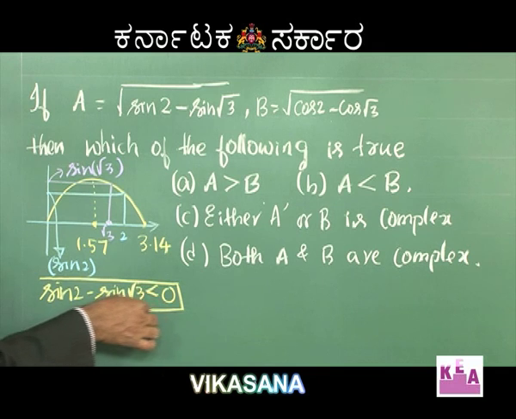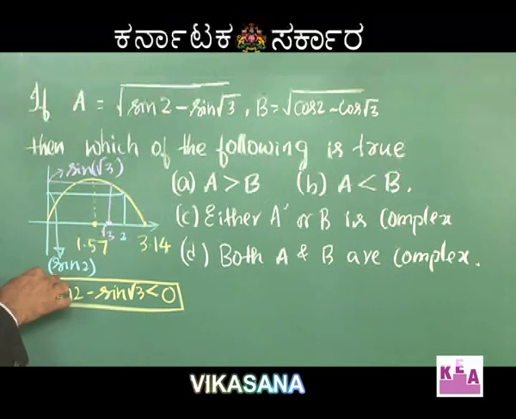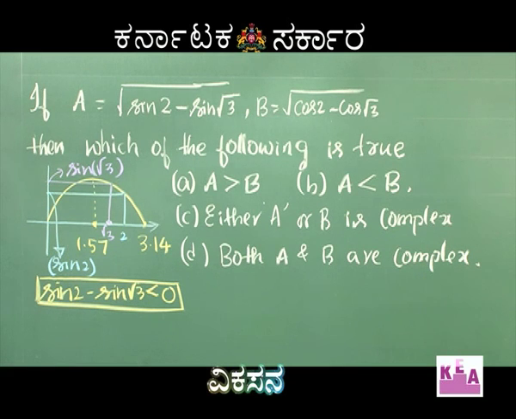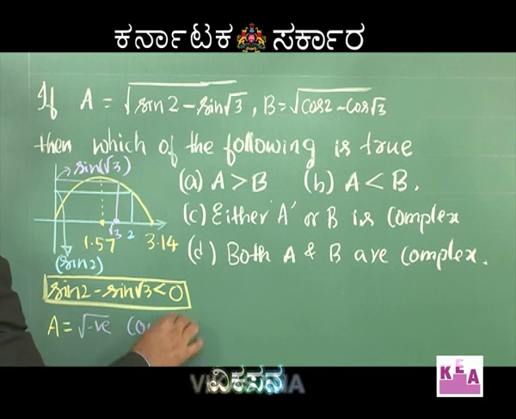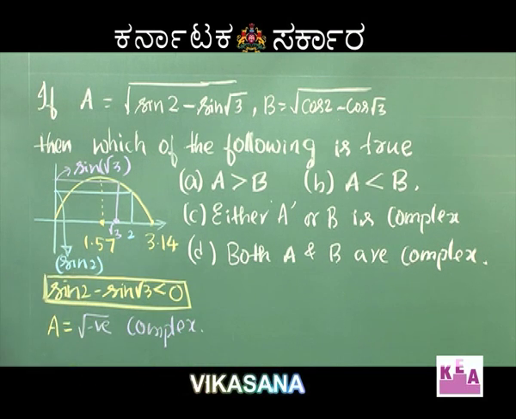What is the square root of a number which is less than 0? Square root of a number which is less than 0 means it's a negative quantity. Sine 2 minus sine root 3 is a negative quantity. That means to say a is the square root of a negative number. Therefore, it is complex. See, the more precise word is, dear students, more precise word is imaginary, but I am writing complex.